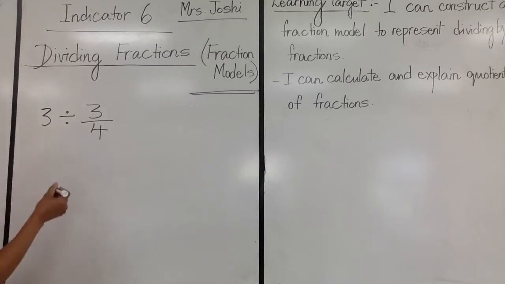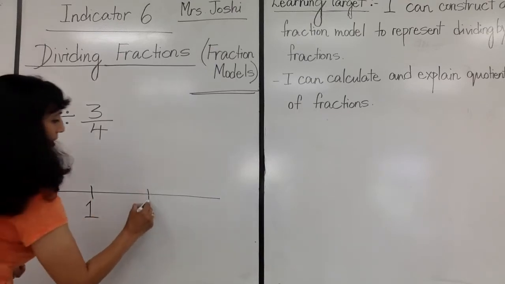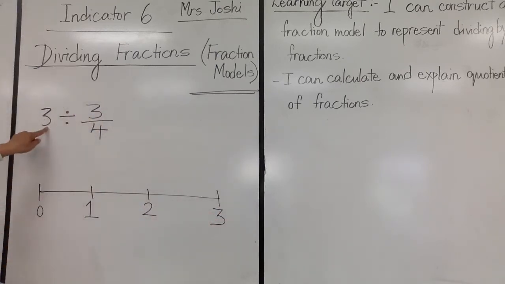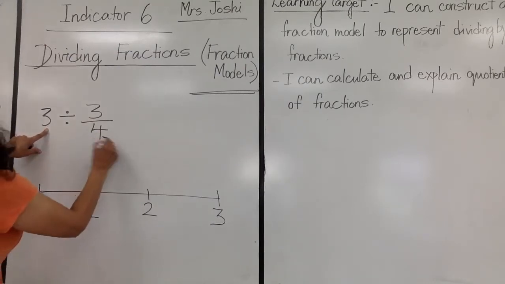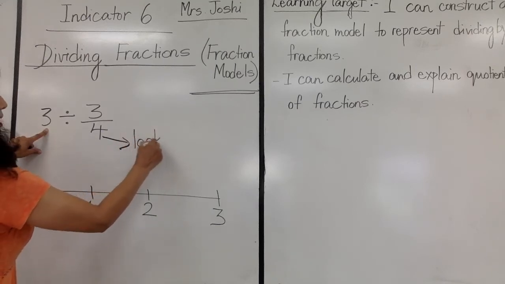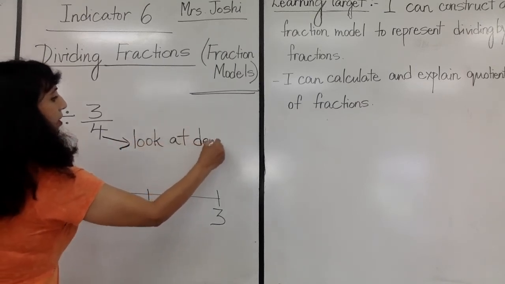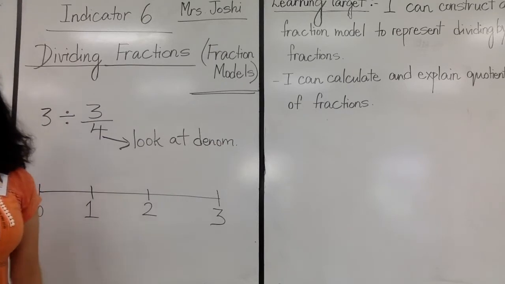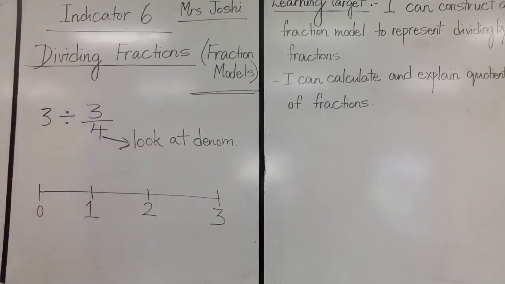So we are going to take a number line which has 3 parts. Okay, this is 0. We have 1, 2, and 3. So these are my 3, which represent the whole number over here, divided by 3/4. So now you look at this part. Look at the denominator. And that will tell you how much to break each of these into. So since it's 3/4, my denominator is 4. So I am going to break this into 4 parts.